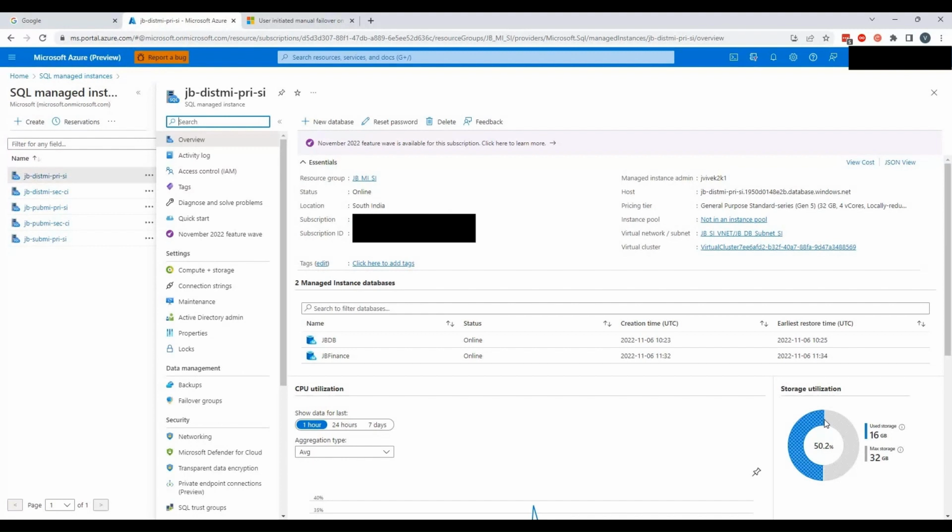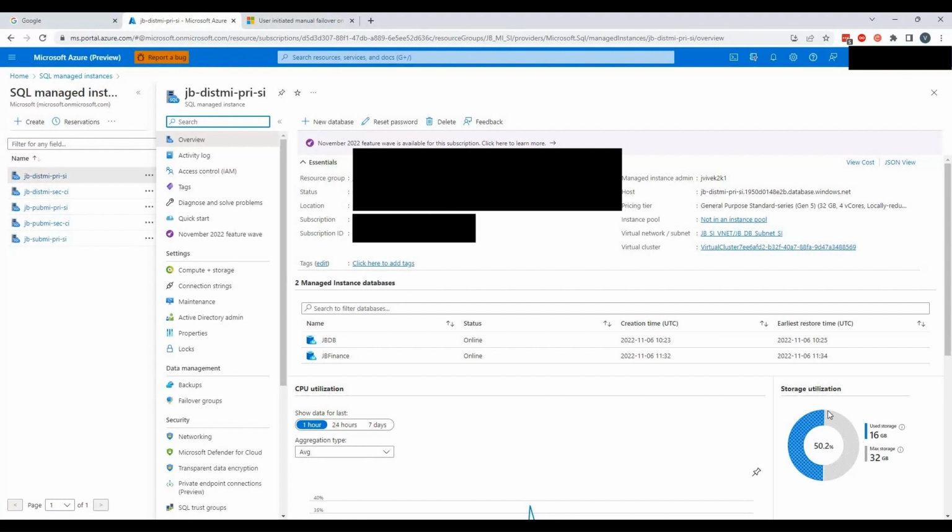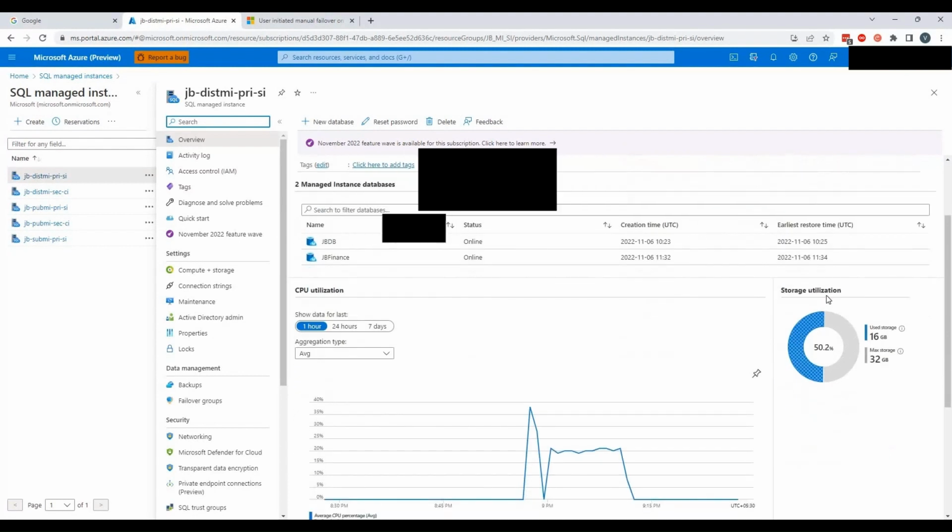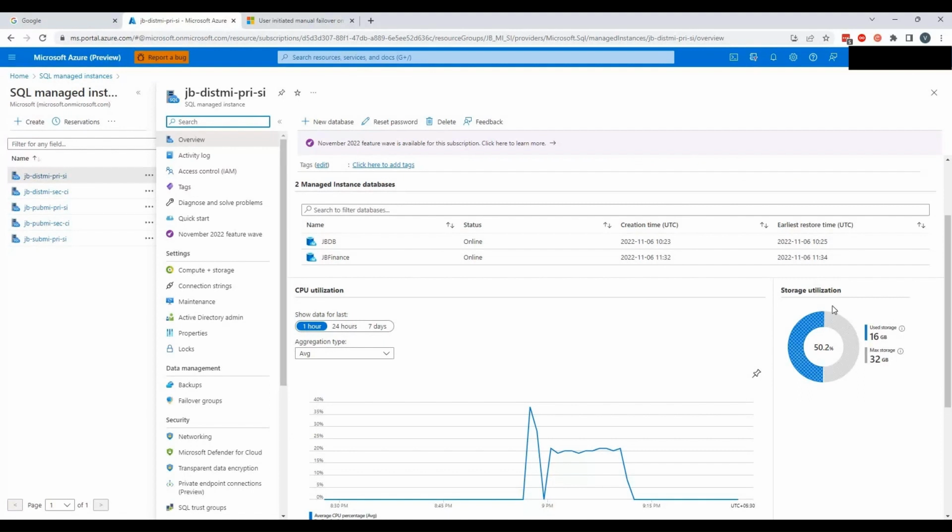So this particular diagram basically shows us that we have 32 GB of max storage, out of which 50.2%, which is close to 16 GB, 16 point some GB, is used by the user database. So we will be able to understand the storage utilization from here. And based upon the details here, we can go to compute and storage, and if required, we can increase the storage.